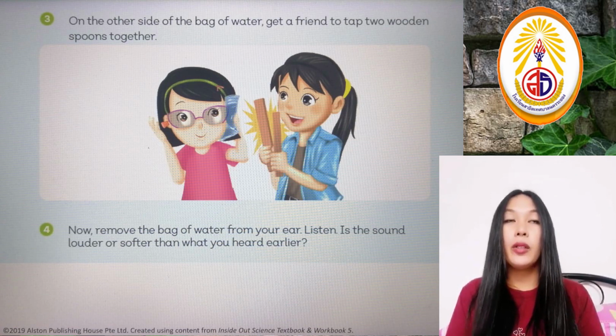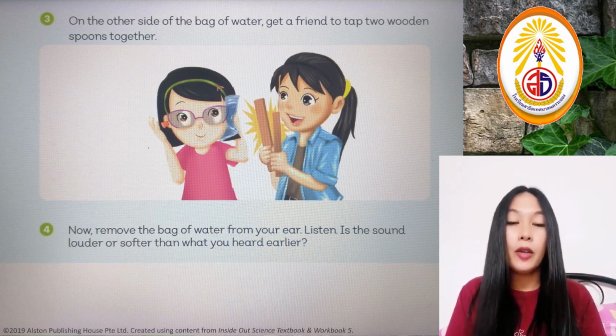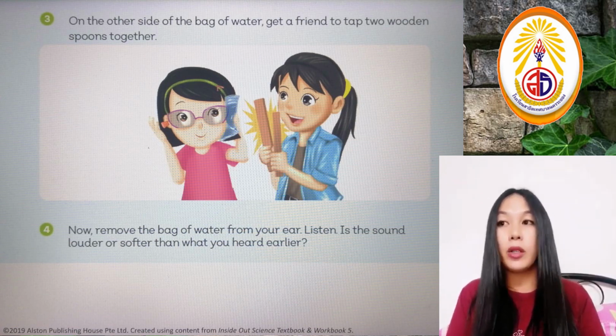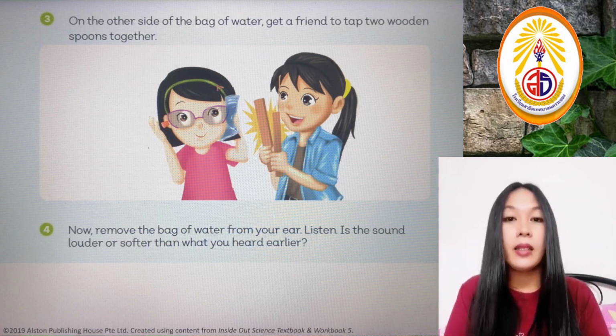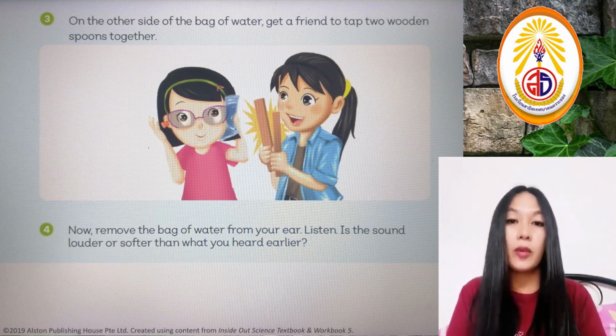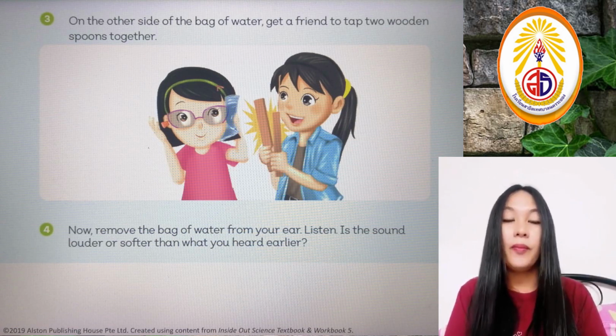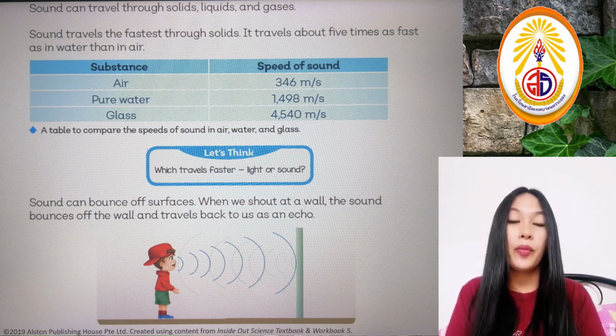Okay, so the sound that travels through water appears to be louder because the particles in water, in liquid, are more dense than the particles in air. So it travels faster, and the energy in the sound waves is carried much faster, and it appears to be louder. Now, a sound can travel through air, water, and through solids. Now, sound cannot travel through a vacuum.